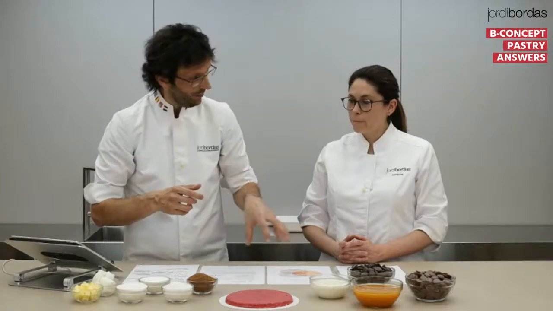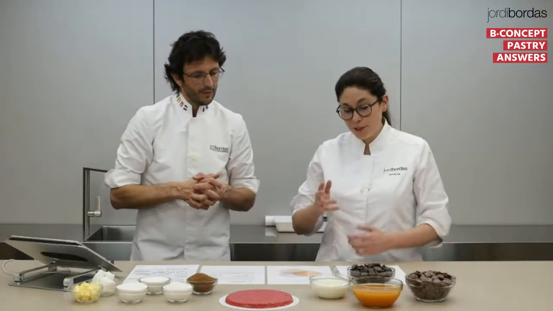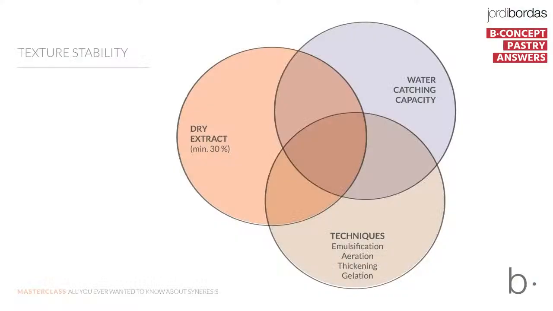And then, yes, the third point, the third key factor that influences our texture stability: we have to control the techniques that we are using in our recipes. Techniques means the step-by-step of a process that we are going to use in pastry to create, for example, to bring together fats and water, for example, emulsification.